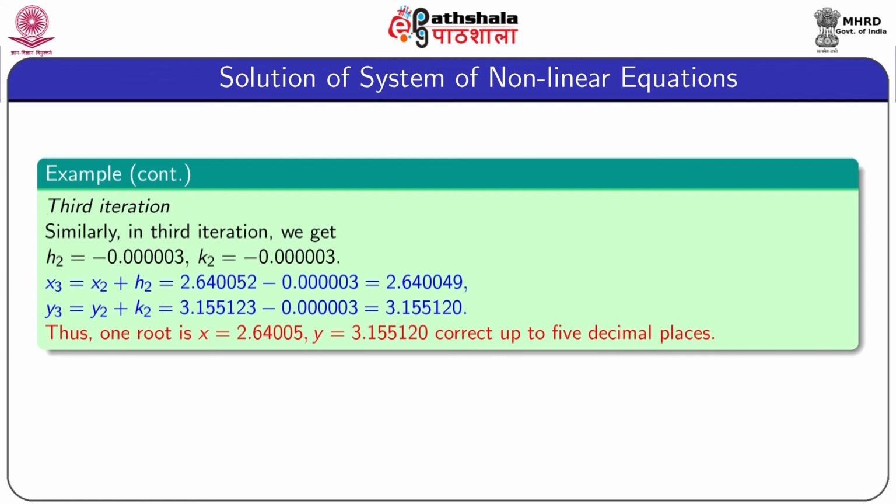So, one root of the given system of equations is x = 2.64005 and y = 3.155120, correct up to 5 decimal places. So, this is the root obtained by the Newton-Raphson method and it needs only 3 iterations.